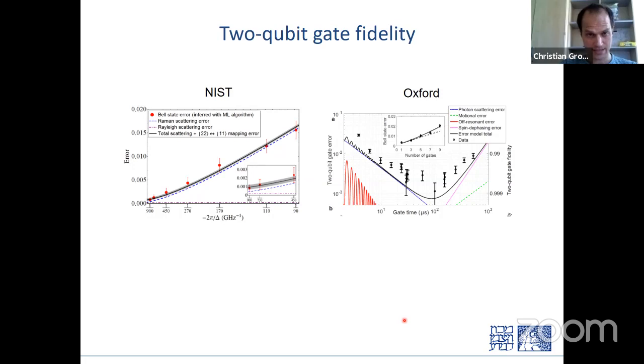Well, it's really a balance. The further you detune your Raman beams from the transition, the more you win in terms of spontaneous photon scattering. So if the gate time goes down for a given laser intensity, that means you detuned your Raman laser closer to the transition, and then you suffer more from spontaneous photon scattering. So spontaneous photon scattering is responsible for the fundamental error of short single qubit gates. When you go to longer gates, you suffer from other reasons.